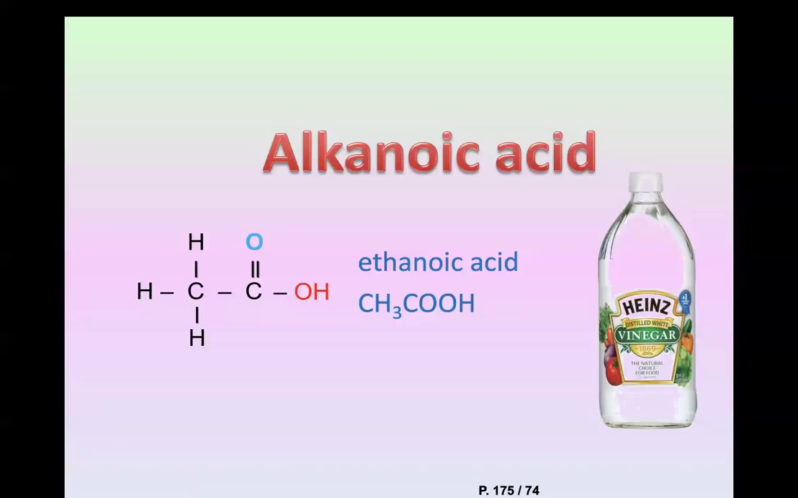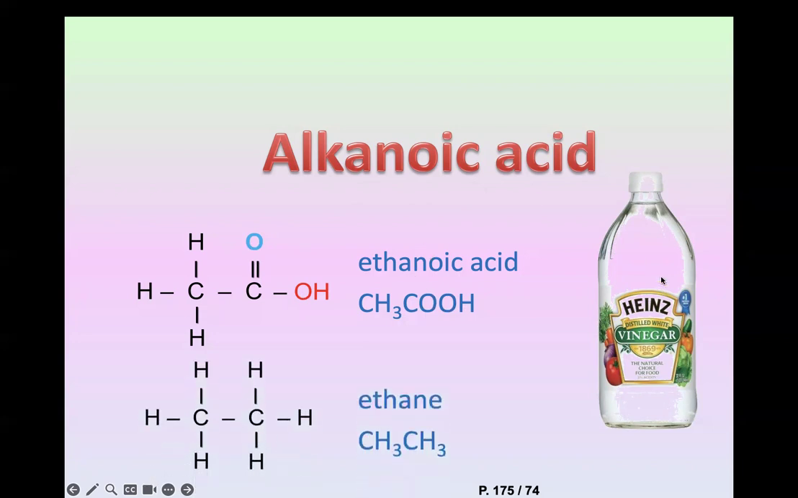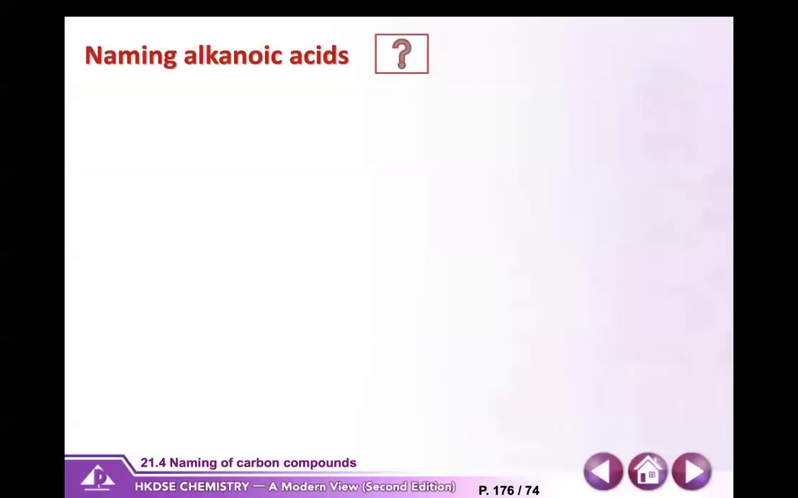Now, for the naming of the alkanoic acid, the alkanoic acid contains the COOH group, the C double bond O and then OH, or in short, we can write it as COOH. The common one is ethanoic acid, which is present in vinegar. It is just like a modification from ethane, CH3 and then CH3. We change some words and it will become ethanoic acid. So let's see how we can change those names.